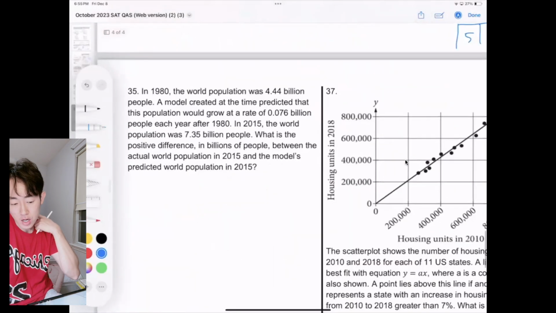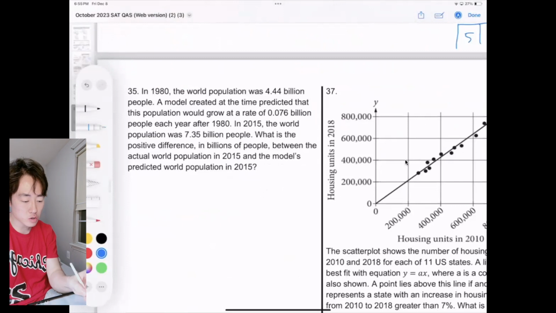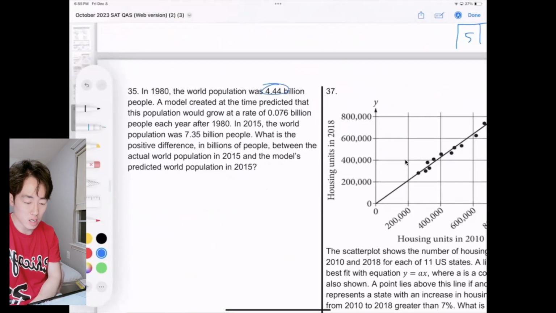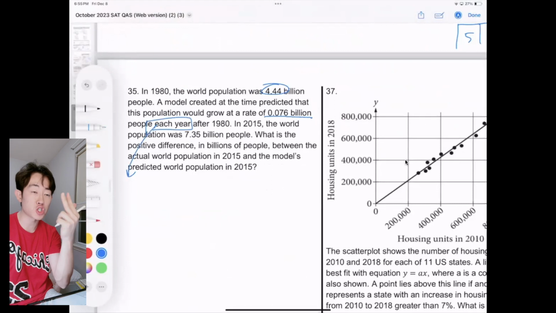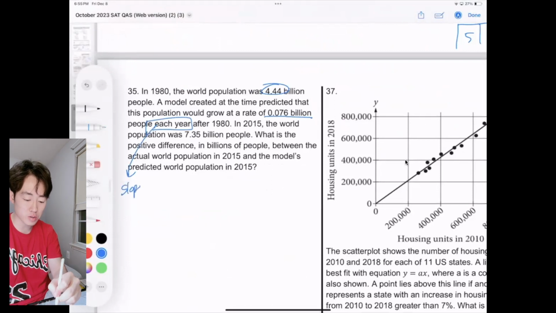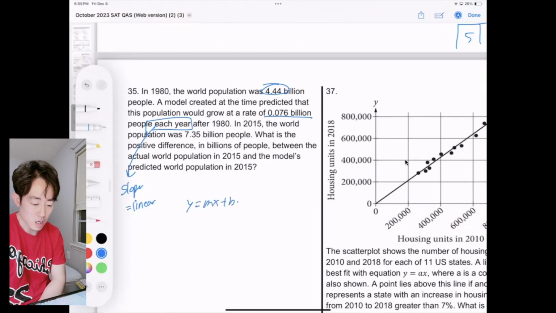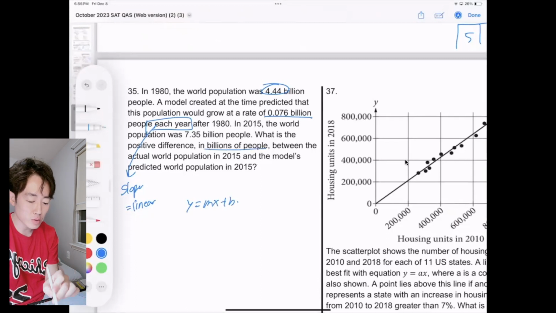Number 35, in 1980, the population was 4.44. Population was growing at a rate of that per each year. All right, I see the word each. For, every, each, per, that's always slope. So this means it's going to be a linear expression, y equals mx plus b. In 2015, the world population was 7.35 billion people. What is the positive difference in billions of people between the actual versus the predicted?